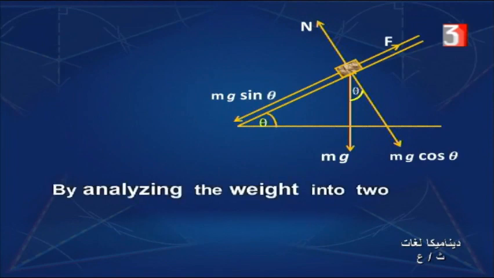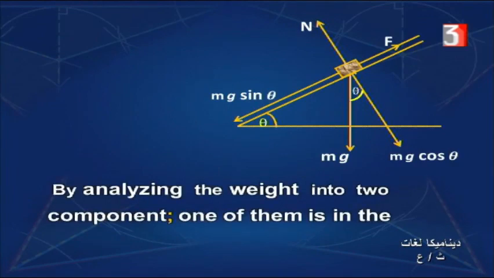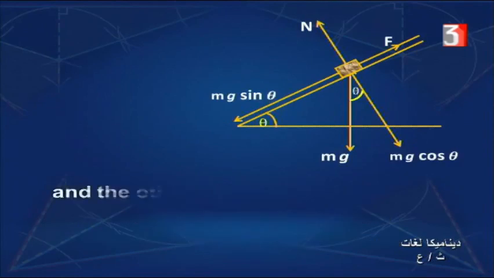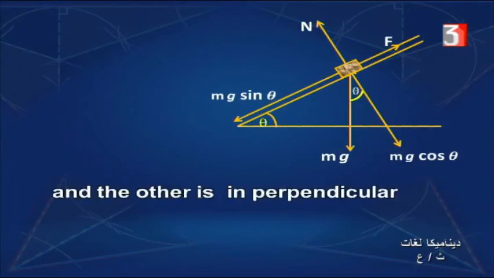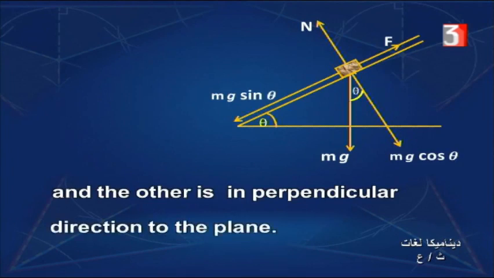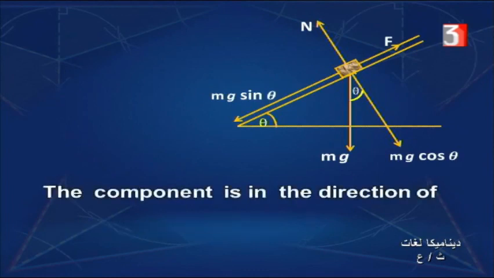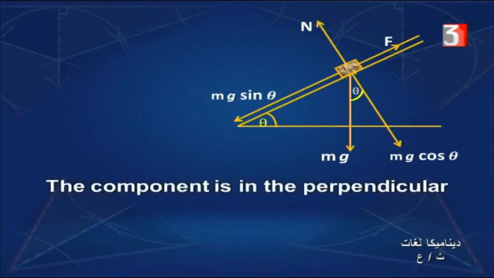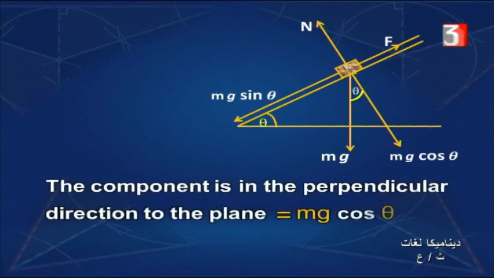By analyzing the weight into two perpendicular components, one of them is in the direction of the plane downwards, and the other component is in a perpendicular direction to the plane. Then the component in the direction of the plane equals mg sine theta, and the component in the direction perpendicular to the plane equals mg cosine theta.